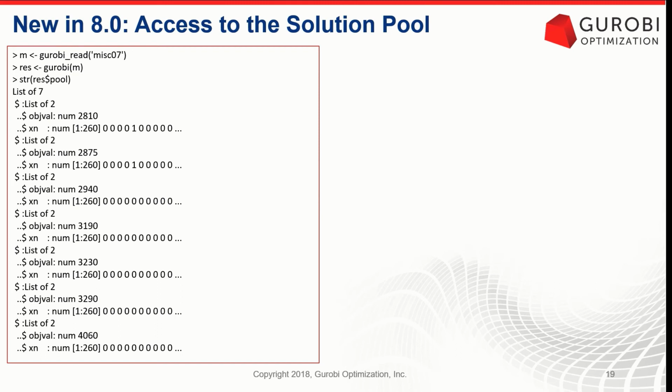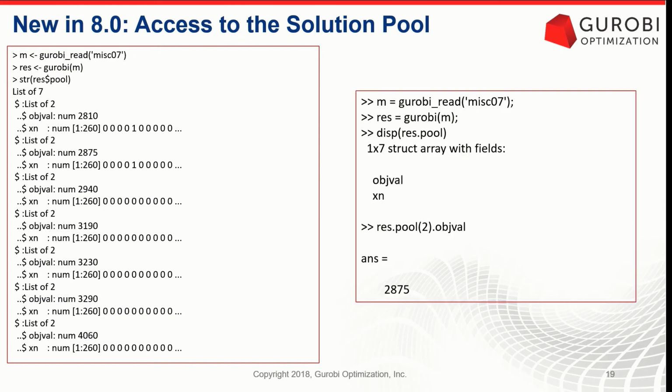Each solution, in turn, has 2 data items associated to it. One is the objective value. This is the component named objval, and the other is xn, or the nth x, which should mean maybe. So yeah, this gives you access to all the 7 solutions we've seen in the log file.